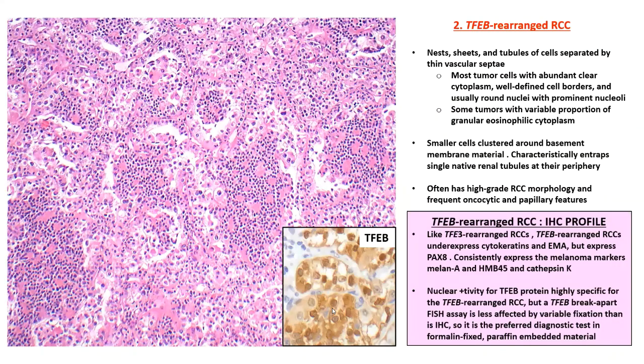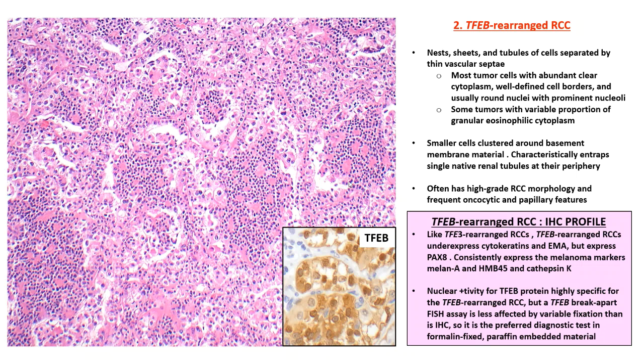Coming to the TFEB rearranged family of RCCs, the architecture is predominantly nested. Within the nest, you get a population of cells with clear to slightly eosinophilic granular cytoplasm. But what is very unique about this particular type of RCC is the presence of a cluster of smaller cells with more scanty cytoplasm. And these cells appear to form clones, being arranged around a highly eosinophilic core. So the presence of these smaller cells around these highly eosinophilic cores is what separates the TFEB rearranged RCC from the TFE3 family of RCC.